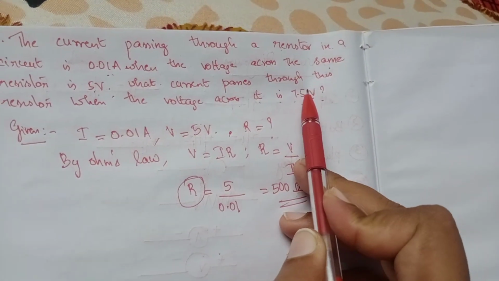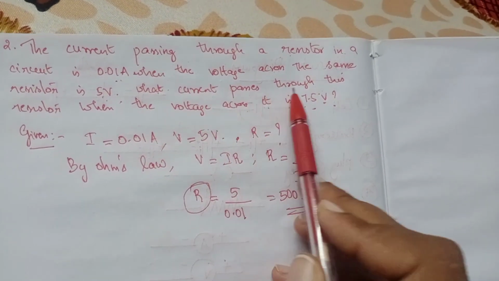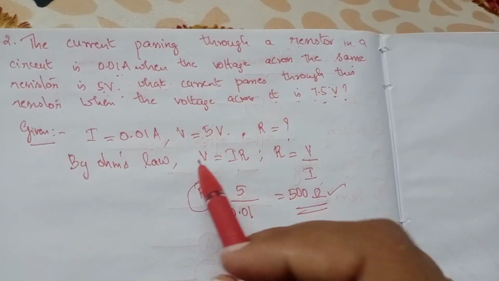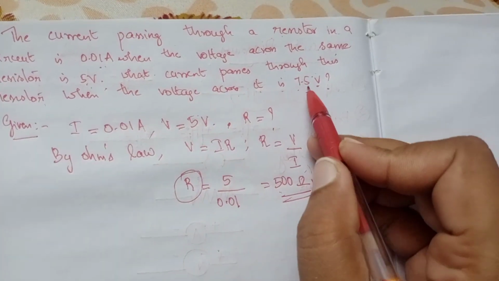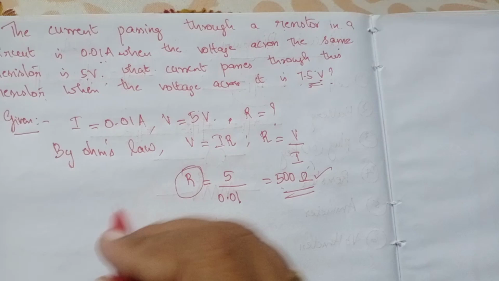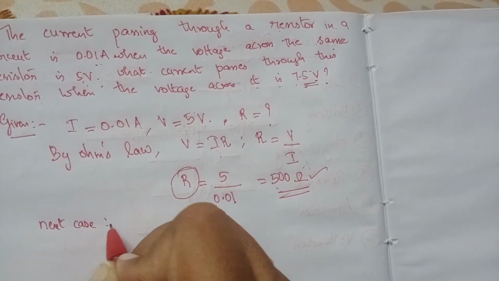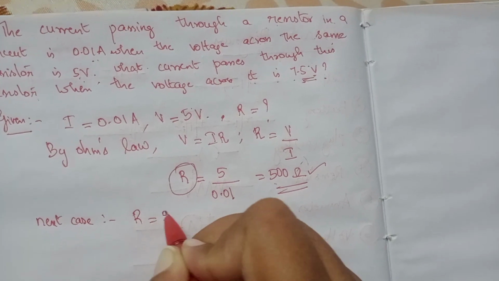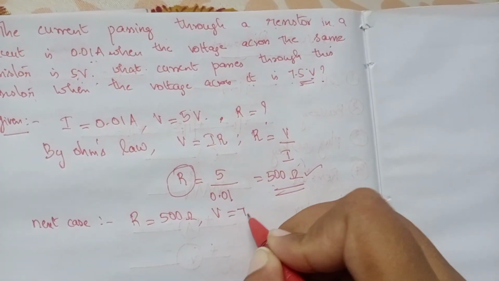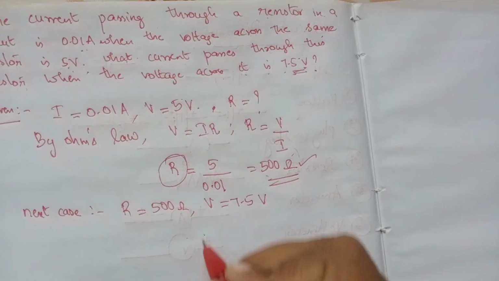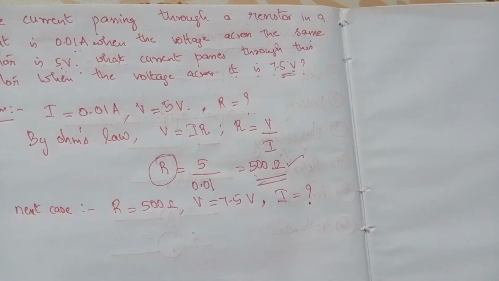Now what is the next data I need to find out? We need to find what current passes through this 500 ohm resistor when the voltage is 7.5 volt. Now the second case. The resistance value we found is 500 ohm. What is the voltage given? Voltage is given as 7.5 volt. So what we need to find out is the value for current.